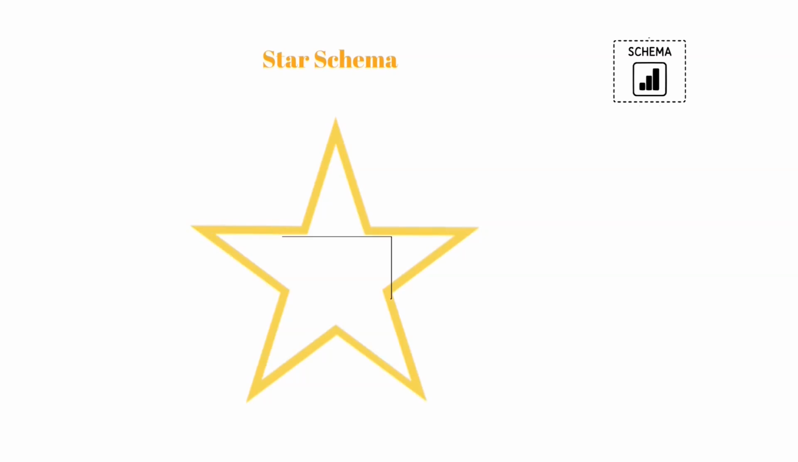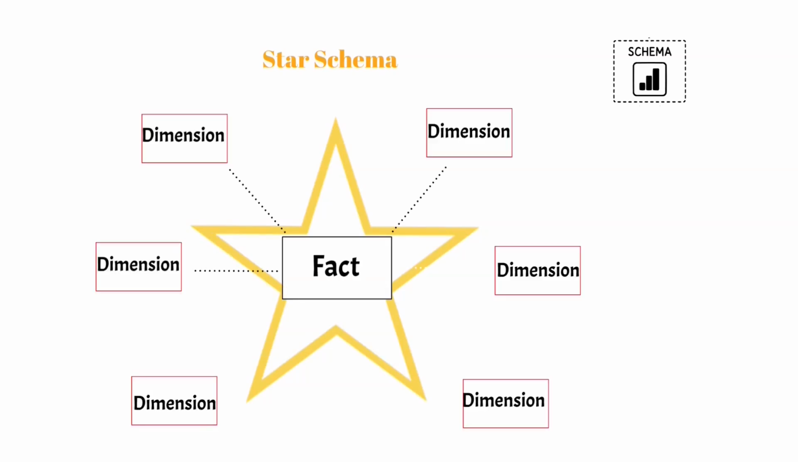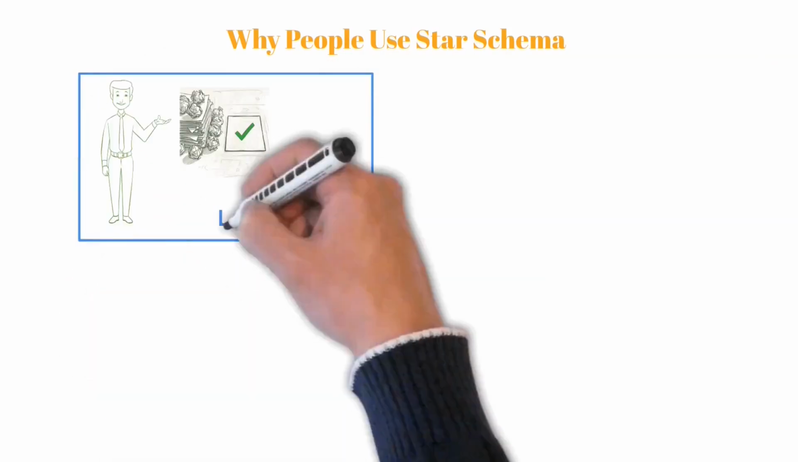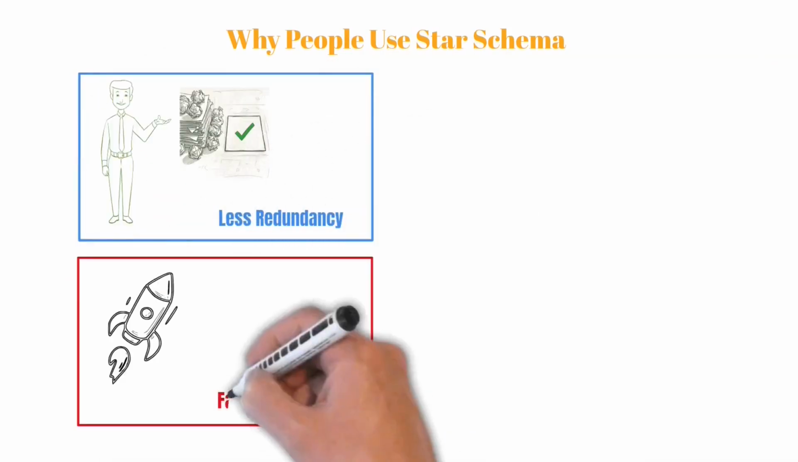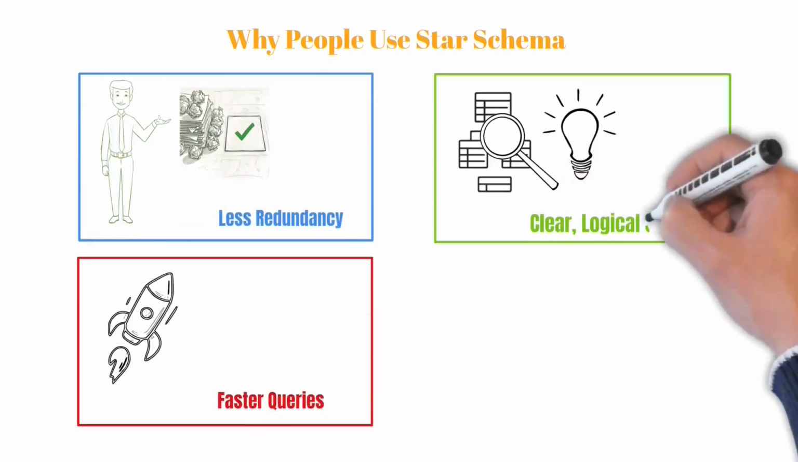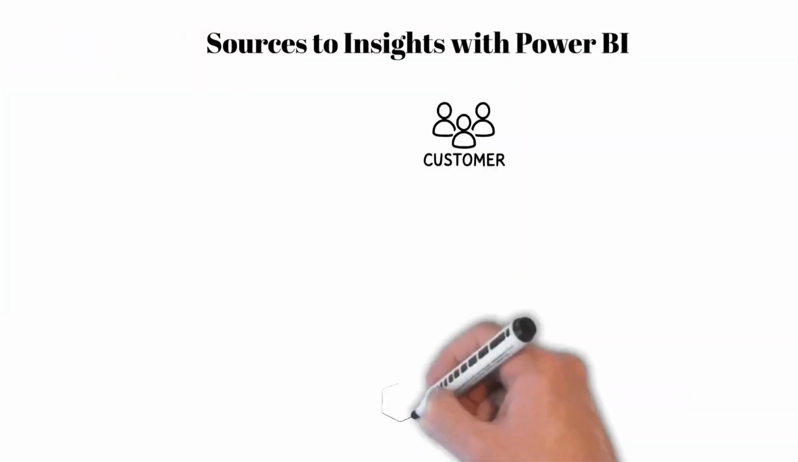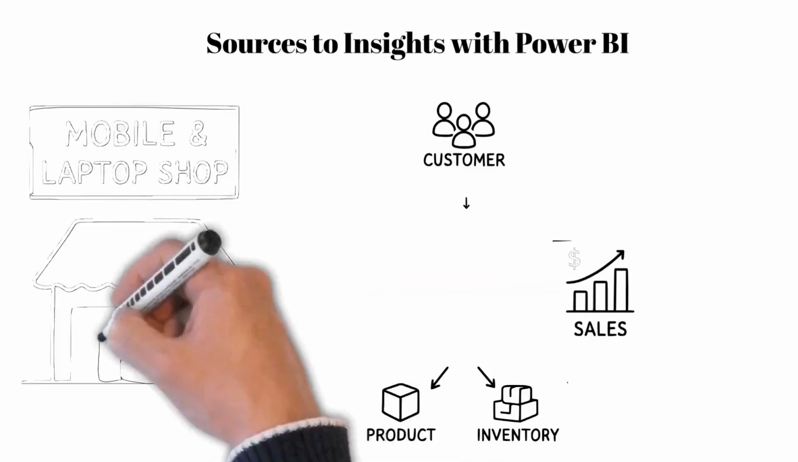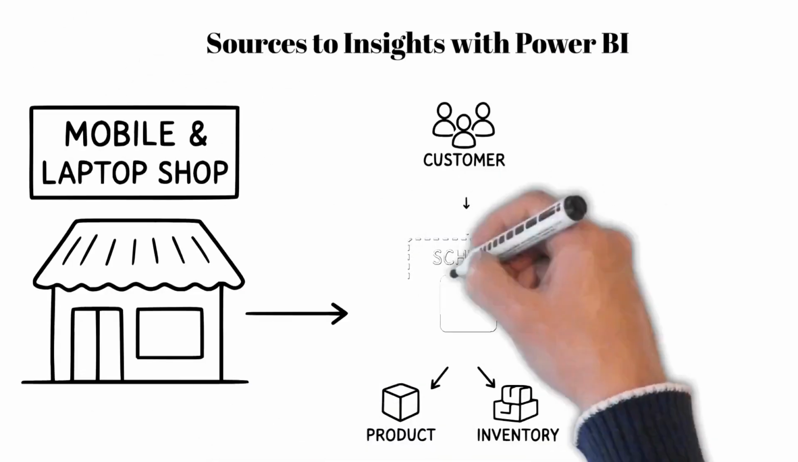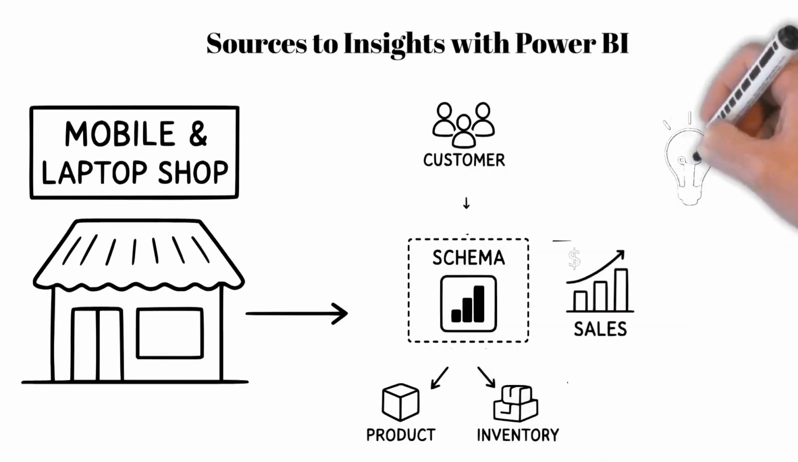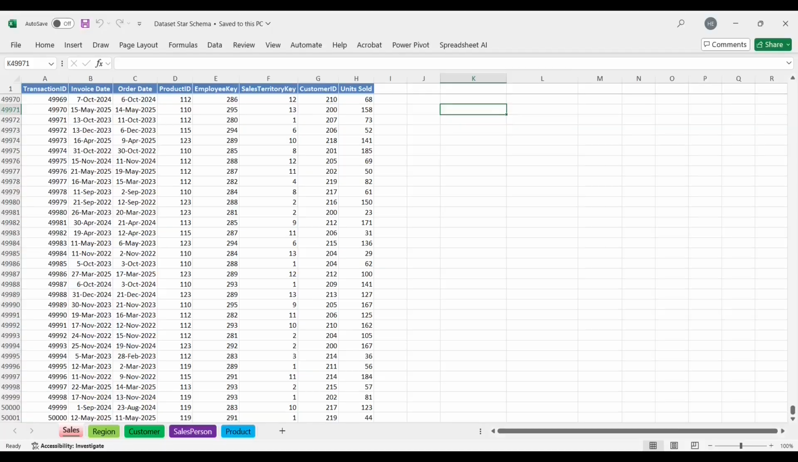In our last session, we saw the Star Schema, with one main fact table connected to several dimension tables, and we also learned that this setup makes our data model cleaner, faster, and a lot easier to analyze. Now, let's take those ideas and apply them in a real-world case study, using data from a mobile and laptop shop. Let's first explore the dataset we'll use.